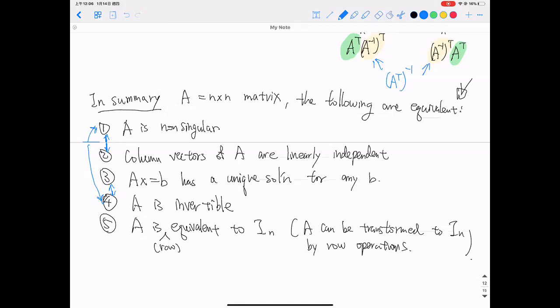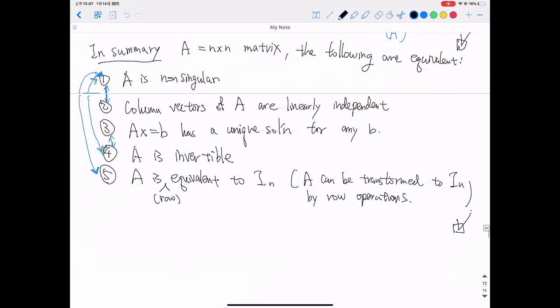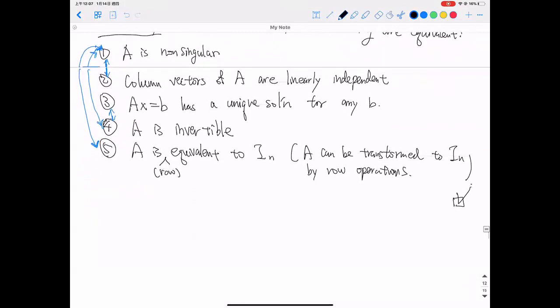Then finally, we've just argued earlier that 1 and 5 are the same because for a non-singular matrix, if you try to solve the system corresponding to it using row operations, you're going to turn that part containing A into I. Okay, so that shows that they're all equivalent. And this is the conclusion of this particular part of discussion.